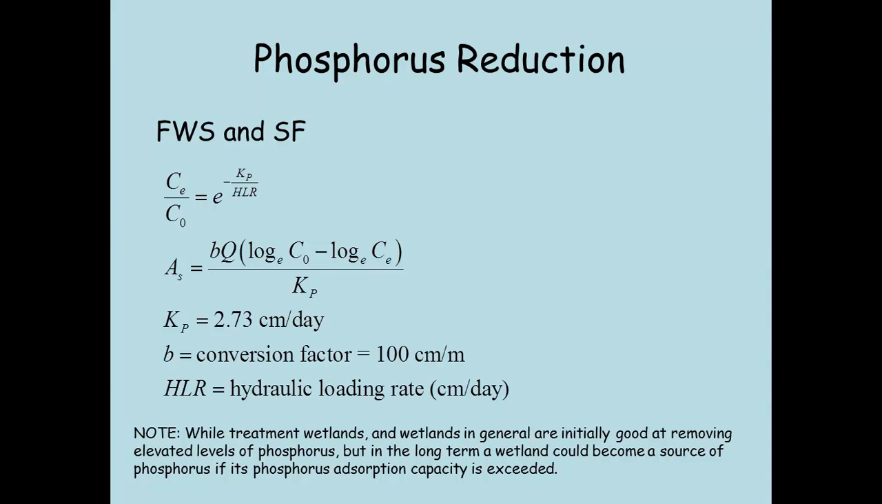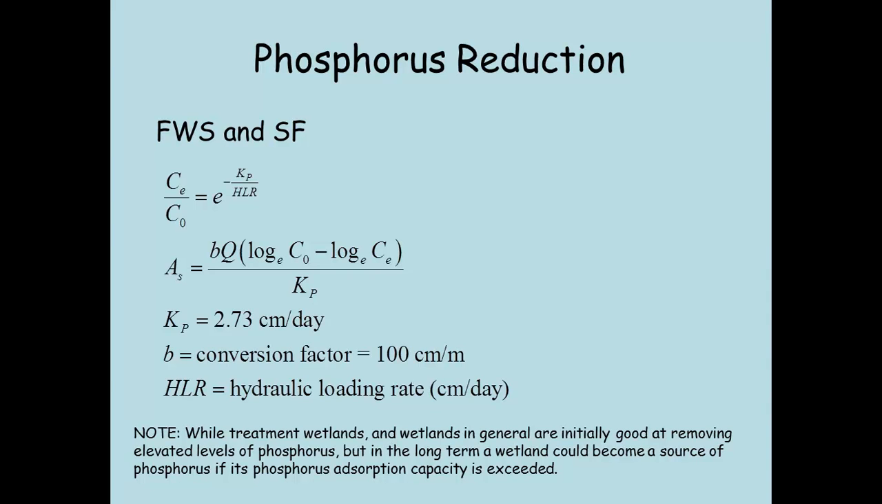For both free water surface wetlands and for subsurface wetlands, the formula is the same. We can calculate the area of the wetland using the formula given here, where the formula contains the influent concentration of the phosphorus and the allowable effluent concentration, C sub E, where K sub P and B are both constants that are put in there. Capital Q again is the discharge of the flow going through the wetland.